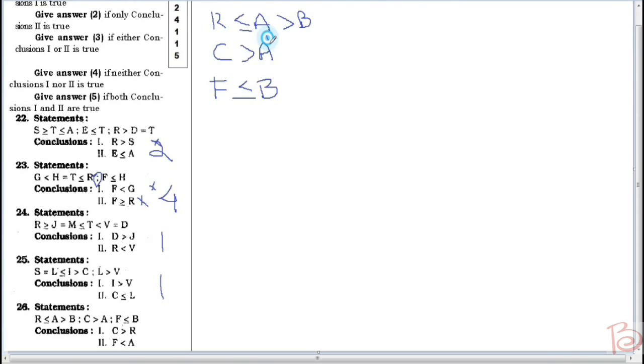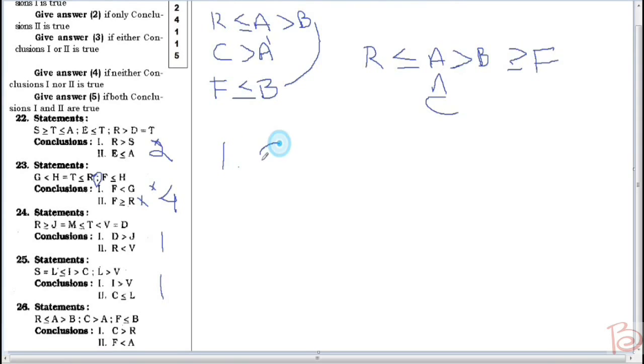So between the first and the second statement, the common term is A. So I'm going to write it as R less than or equal to A greater than B, and from the second statement, we know that A is less than C. Okay, and the common term between the first and the third statement is B. So I'm going to write it as B is greater than or equal to F. Okay, this is the combined statement. So let's go for the conclusion. Conclusion is C greater than R.